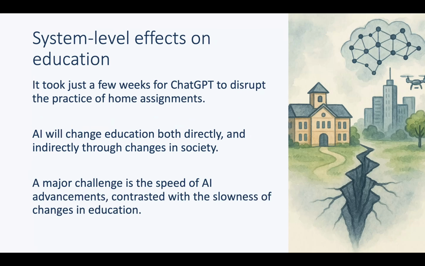The fourth aspect, which is also a really big and important one, is the system level effects on education. AI is improving rapidly, and it's also being adopted rapidly. It took just a few weeks from ChatGPT being launched to the practice of home assignments being disrupted because students could cheat easily using chatbots.